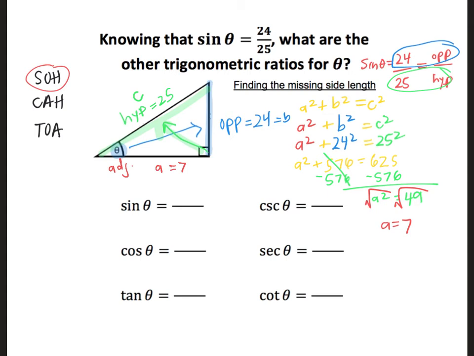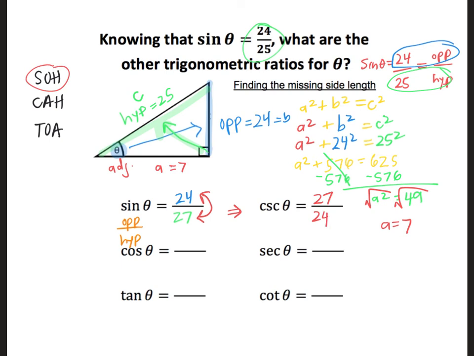So we have sine of theta. Again, sine goes with OH, so it's opposite over hypotenuse. My opposite side is 24. My hypotenuse is 25. That's a good sign because that's what it was up here, so we know we did it right. We're going to flip those to get cosecant, and when I flip them, I get 25 over 24.